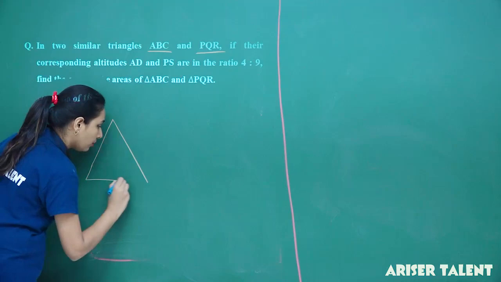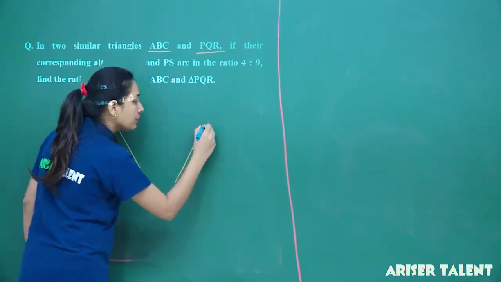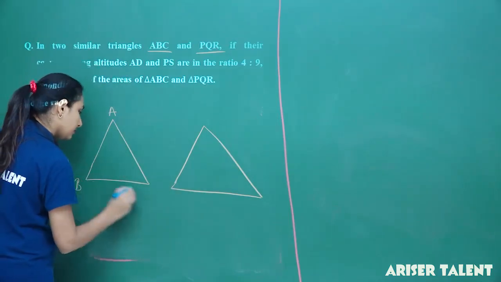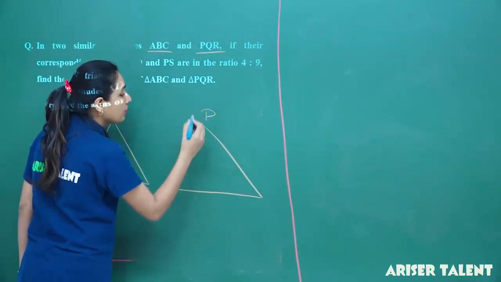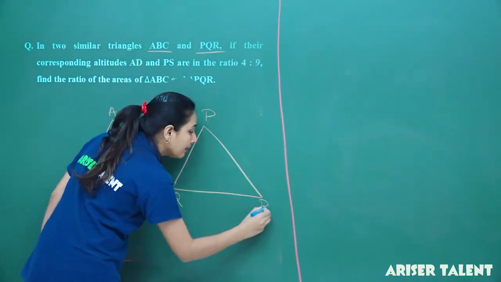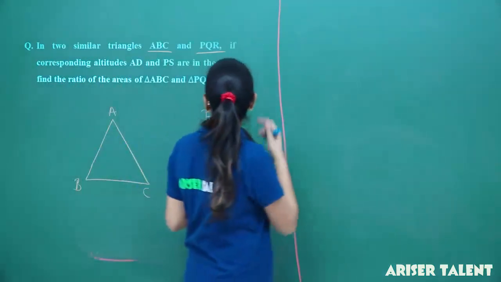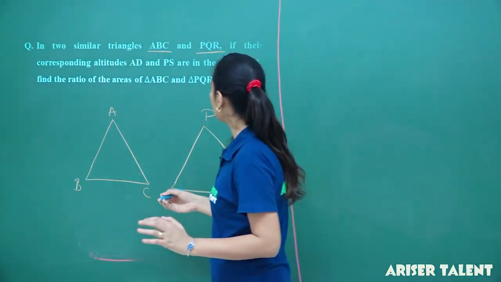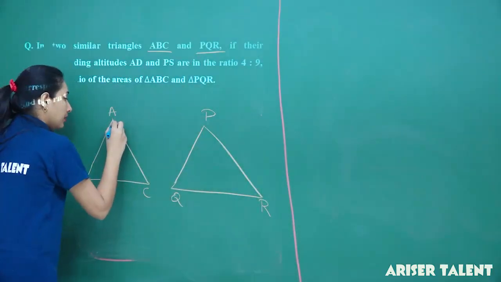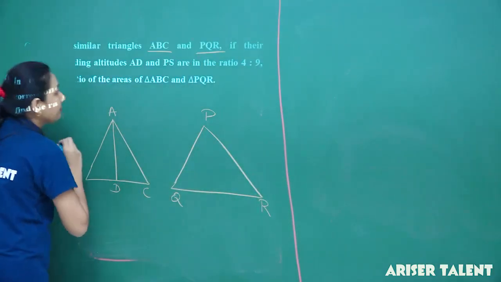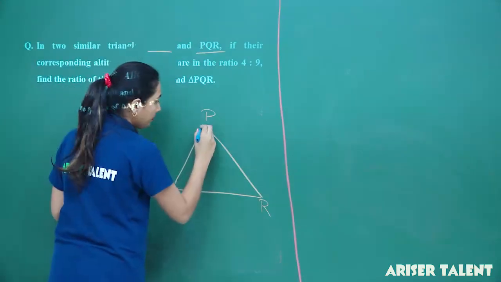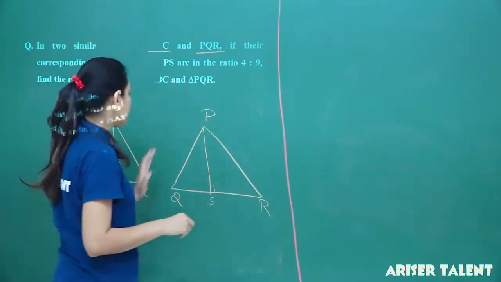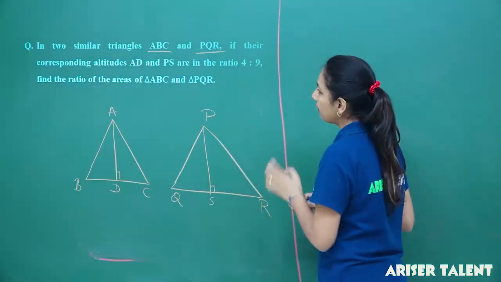So just draw two triangles which are similar and name them ABC and PQR, not DEF. If you are given the names, you have to write them as given. Now let me draw the altitude AD here and the altitude PS here. So these are altitudes to triangle ABC and PQR as we have been asked.